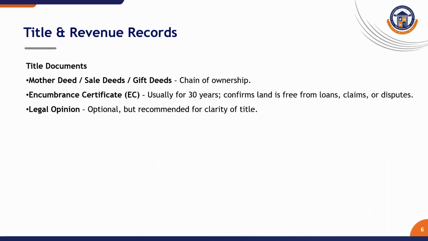The foundation of any application is the clear title. The key title documents include the mother deed or a chain of sale deeds, which establish an unbroken history of ownership. The encumbrance certificate (EC), usually spanning 30 years, is crucial, and it confirms the land is free from any mortgage, loans, or legal claims. While optional, obtaining a legal opinion from a lawyer is highly recommended to ensure absolute clarity and avoid future litigation.